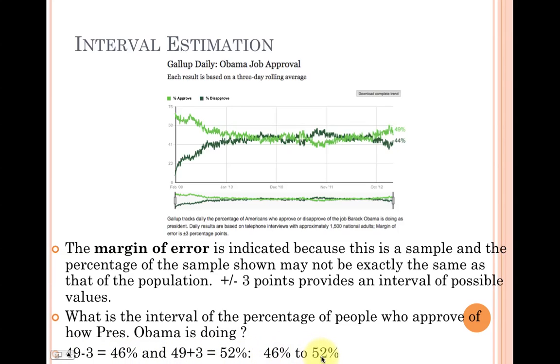That's 46 to 52%. Now that interval estimate is an estimate for the population, okay? Because we know our sample said 49, and we could estimate that the population would have a value somewhere between 46 and 52. Now coming up with that margin of error plus or minus 3 points isn't just random. There is some mathematics with that, and we are going to talk about that in this lecture.